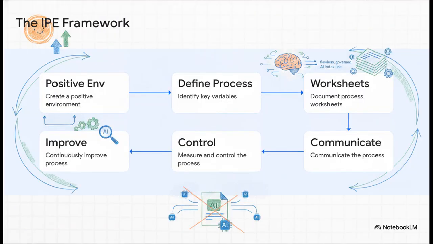This whole element is born out of Integrated Process Excellence, or IPE. It's a 6-step cycle rooted in foundational work going all the way back to 1996. You start by creating a positive environment, then you define the process, and then, this is absolutely crucial, at step 3, you document process worksheets. That's exactly where this flawless, governed AI index unit is naturally created. Then it's communicated, controlled, and continuously improved. Since the same worksheet is reused across the entire cycle, your AI isn't choking on overlapping, duplicated source documents. It's a real game changer.